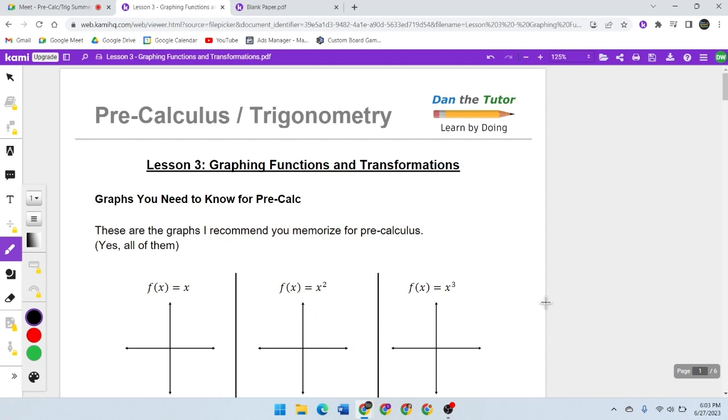Today we're going to be going over graphing functions and transformations. I'm going to tell you that this is a pretty important one. I mean, I think they're all important or else I wouldn't be talking about them, but this one is, I'm going to say, on the challenging side, especially compared to what we were doing before.